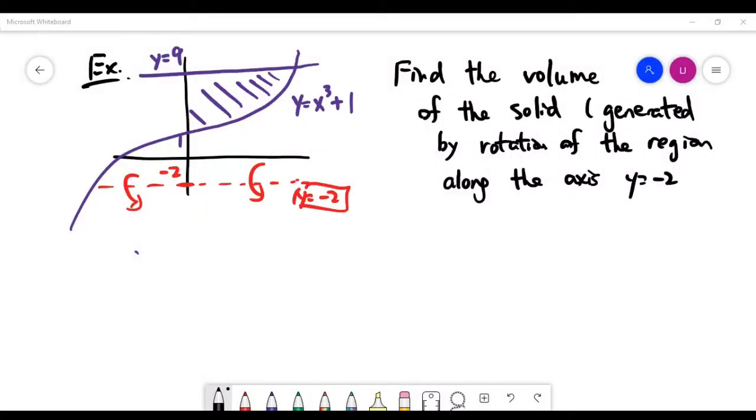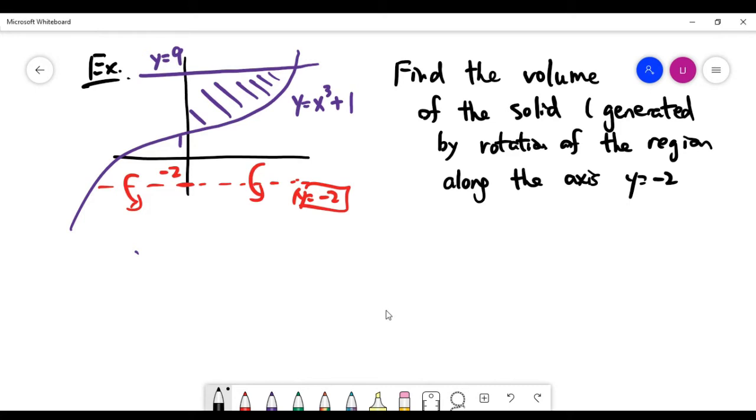So let's look at the current picture here. I would like to ask you to find the volume of the solid generated by rotation of the shaded purple region along the axis y equals -2. And it is the first time we see a problem where I'm asking you to find the volume of the solid, and the axis of rotation is not the x-axis or the y-axis.